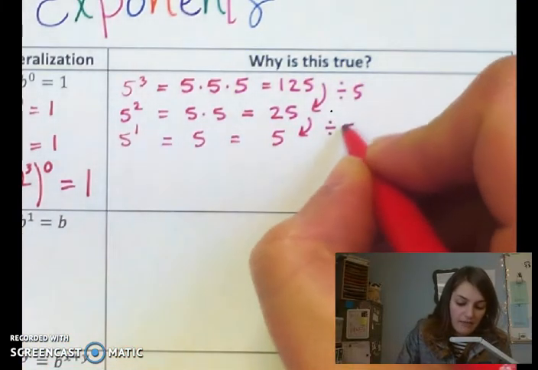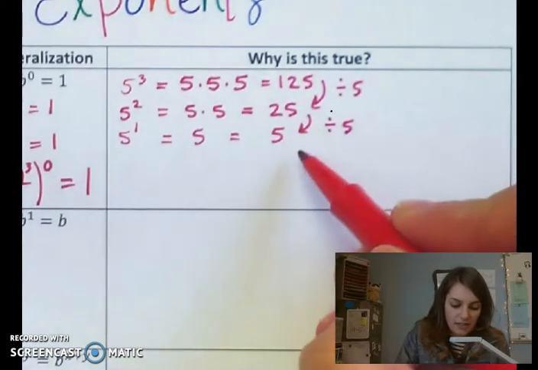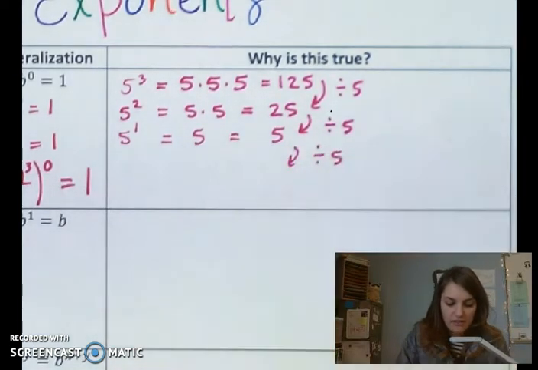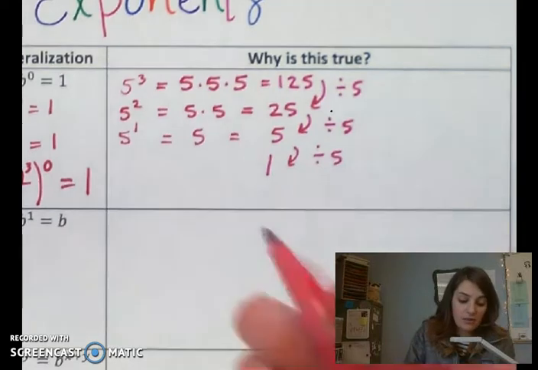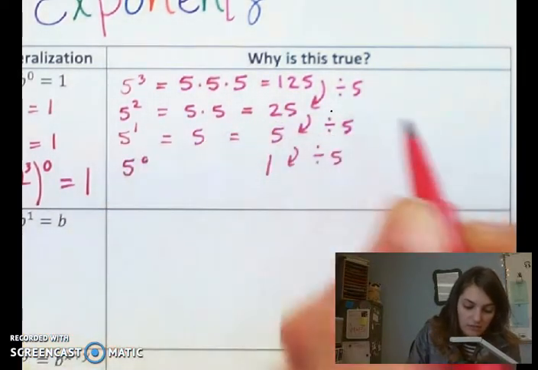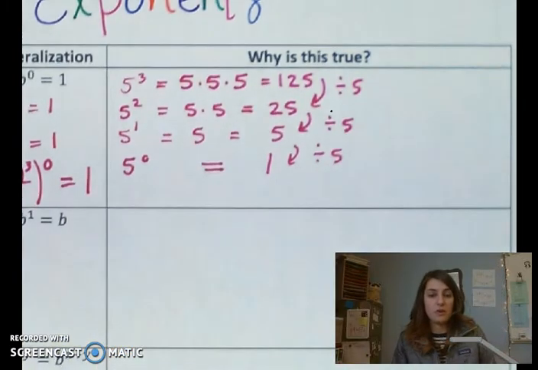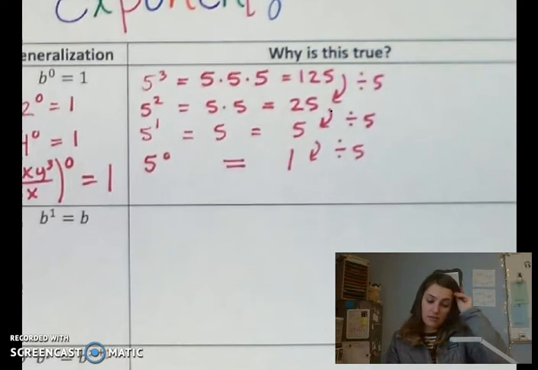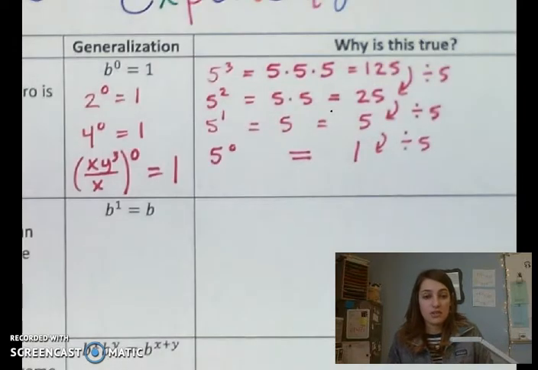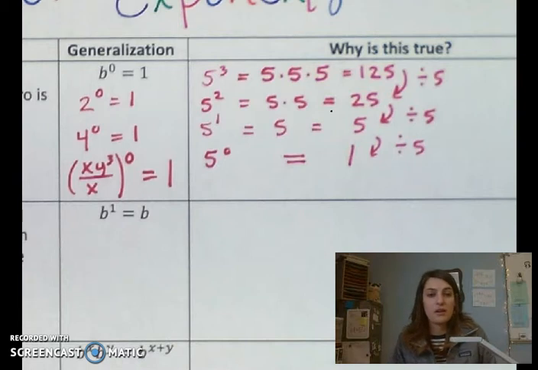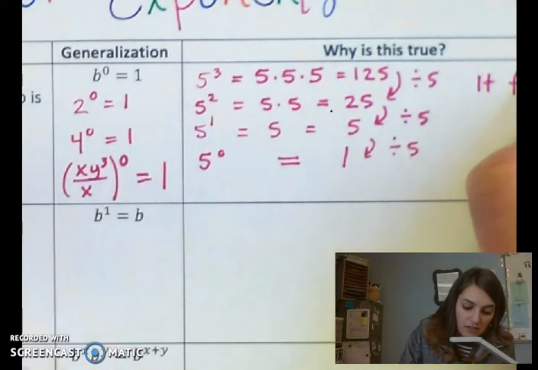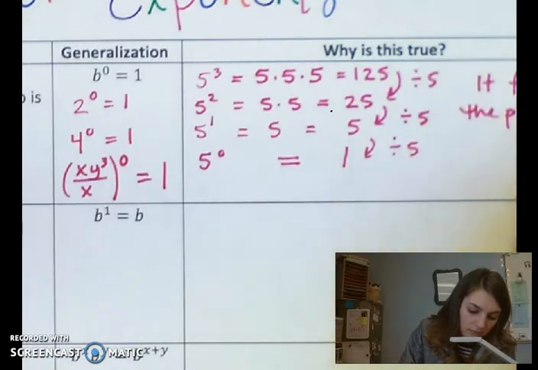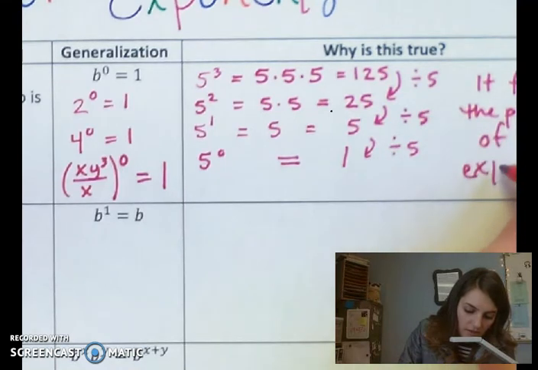So if we follow this pattern, if we take 5 and we divide it by 5, 5 divided by 5 is 1, which is consistent with our rule that 5 to the 0 should be equal to 1. So that was kind of a lengthy explanation, but it shows us why any number, when we get to the 0 power, it's just going to equal 1 every single time. So we'll say it's true because it follows the pattern of exponents.